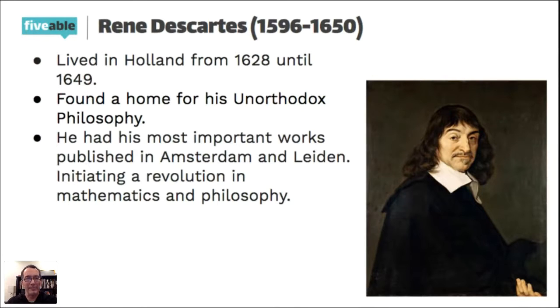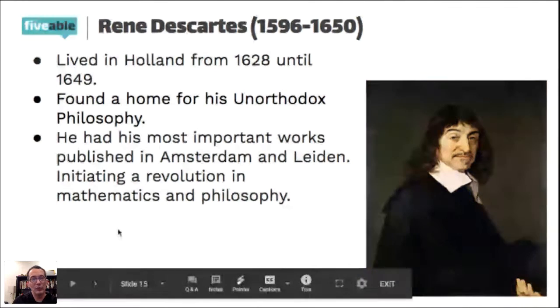Cogito ergo sum. He actually lived in the Netherlands from 1628 to 1649, and found a home for his really radical beliefs for that time. He wrote some of his greatest work during that time, when he lived in Amsterdam and Leiden, and really revolutionized mathematics and philosophy. So he was very important in two fields.